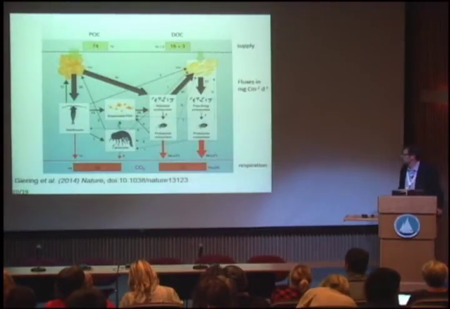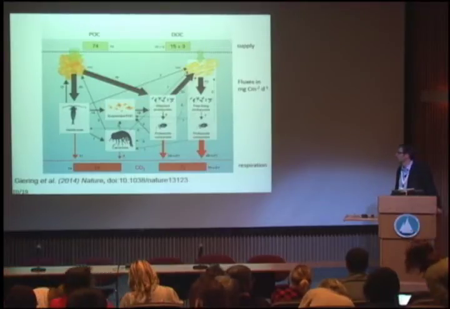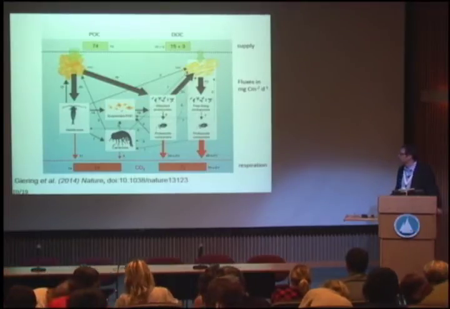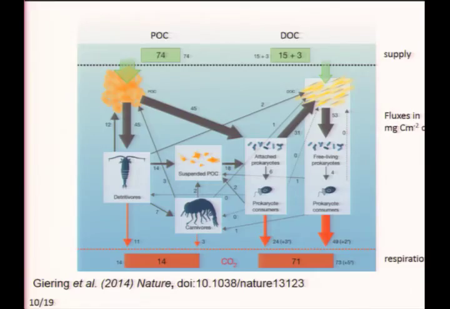So I'm going to start with, well, I won't say it's a simple figure because clearly it's not. This is from a recent paper where they managed to balance the carbon budget within the twilight zone. And at the top, we have the input flux of carbon. This is in particulate and in DOC. And these fluxes are all in milligrams of carbon per meter squared per day, if anybody's interested.